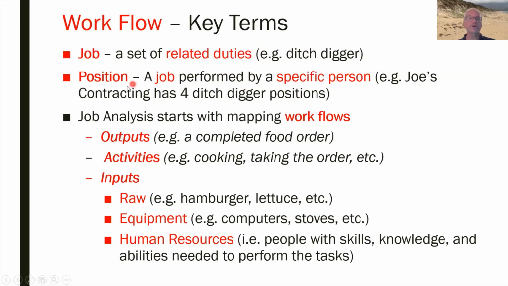So Joe's Contracting might have 4 ditch digger positions. Medicine Hat College has a number of different instructors. They have, I think, 7 or 8 business instructors. So that's the job of a business instructor is held by 7 or 8 different people. So there's 7 or 8 positions of the job instructor.